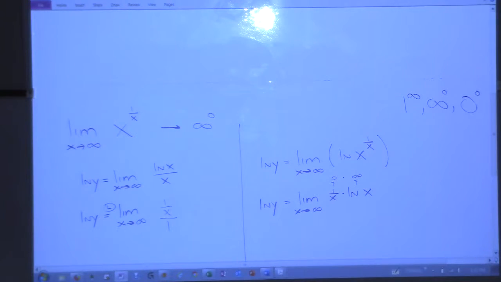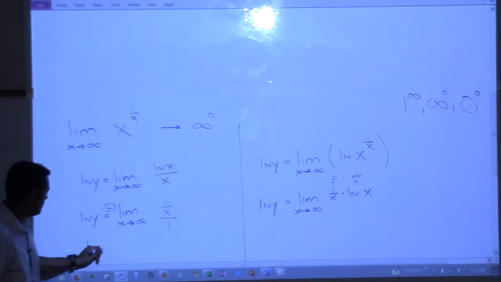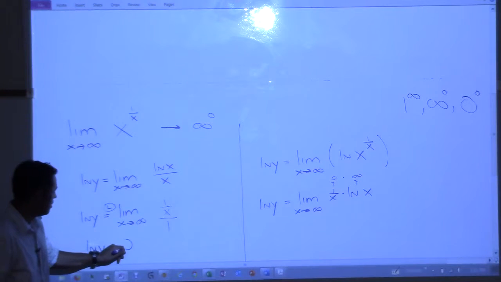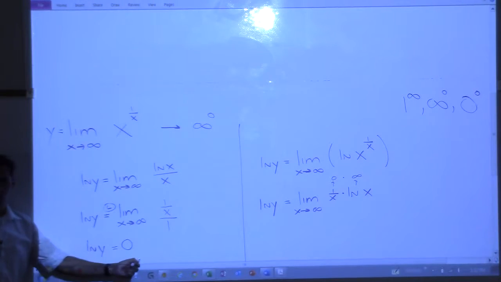And now let x go to infinity. You get 0 on the right. So what we get here is that the natural log of y is equal to 0. That is not our answer, because remember, we called this thing y. We said we want to know what y is. Right now we know what natural log of y is.